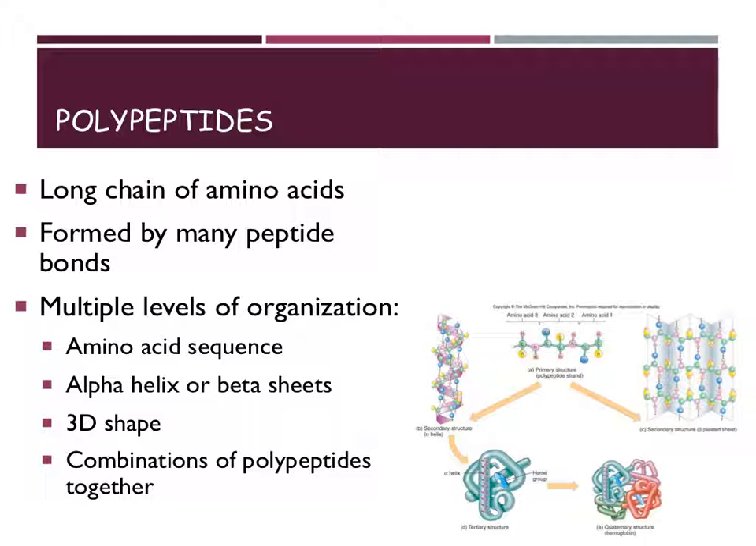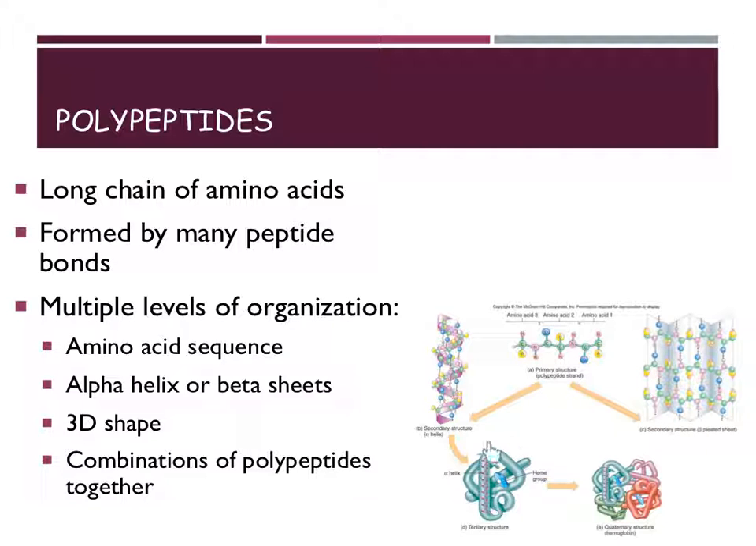Now, there are multiple levels of organization for polypeptides or for proteins. The first is the simplest, which is just the order of the amino acids. And then we start getting some funky shapes in here. We get what's called an alpha helix, which is a spiral. And you see that spiral here. So we get a curlicue, like curly hair. Or we get a beta sheet. Beta sheets look like your pleated skirts.